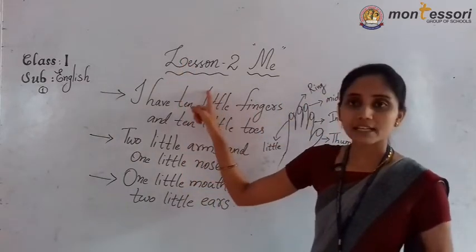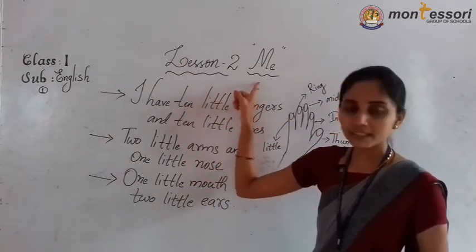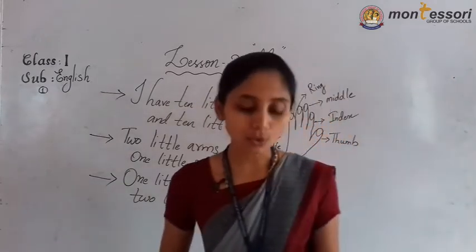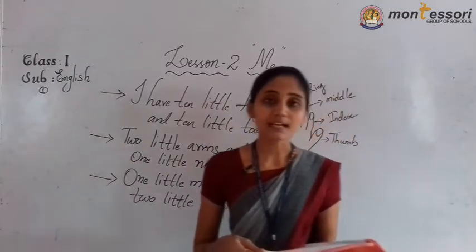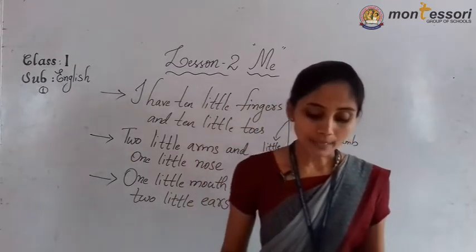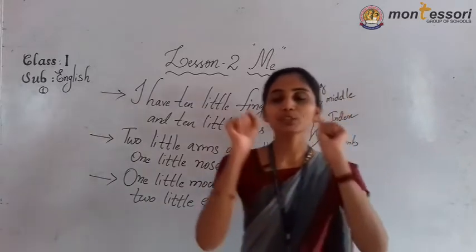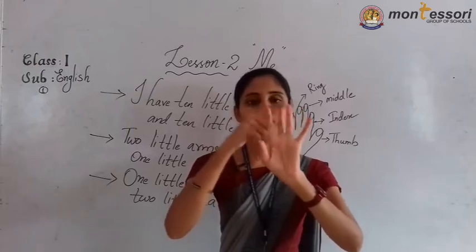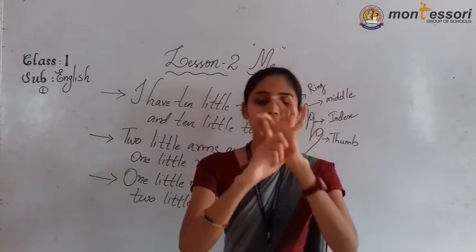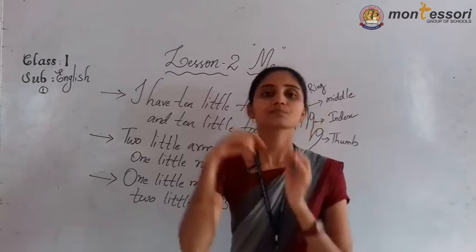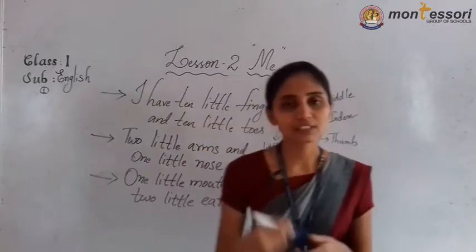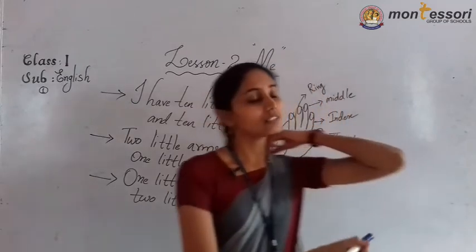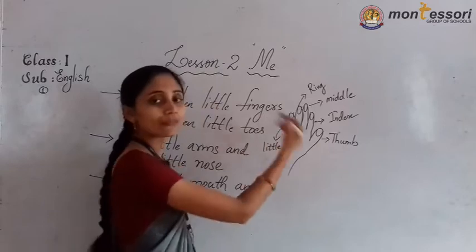So, once again, all of you look in your textbook, page number 9. The second lesson name is Me. I have 10 little fingers and 10 little toes. Hold up 10 fingers. Show me your 10 fingers, all of you. See, count 1, 2, 3, 4, 5, 6, 7, 8, 9, 10. With the help of these fingers, we can hold the pen, we can hold the pencil, and these fingers help us to write on the board.